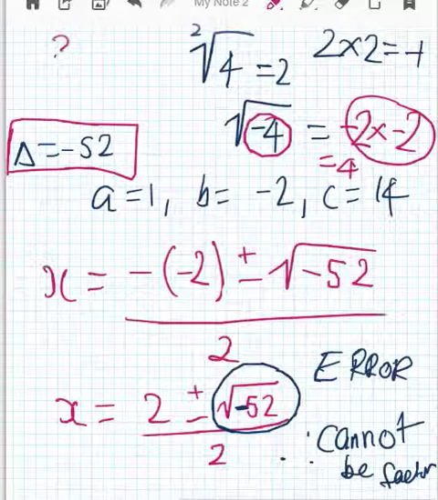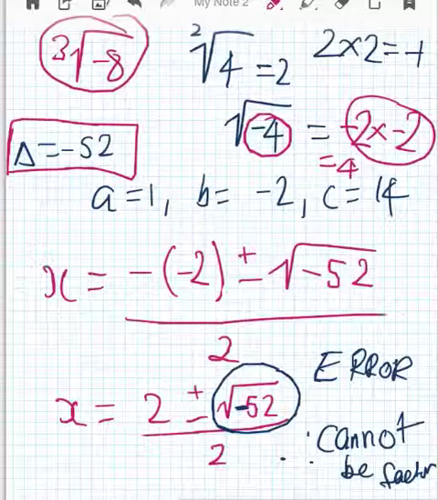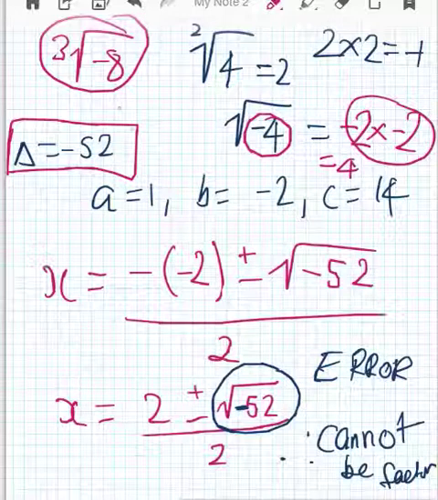It's not the same when we have the cube root of something. For example, the cube root of negative 8. Try and put that in your calculator and see what you get. You'll notice it gives you negative 2. Is it possible for negative 2 times itself 3 times to give you negative 8? Yes, it is.